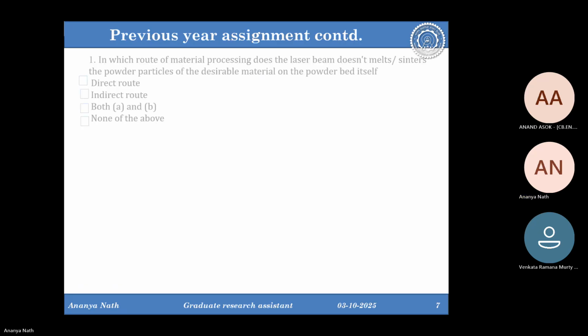If you know the answer, try to answer it. Otherwise, I can discuss. In which route of material processing does the laser beam not melt or sinter the powder particles of the desired material on the powder bed itself? So it's the indirect route, because it doesn't melt or sinter the powder itself, but we have the coating or the binder that we melt or sinter, and eventually your powders get sintered together.